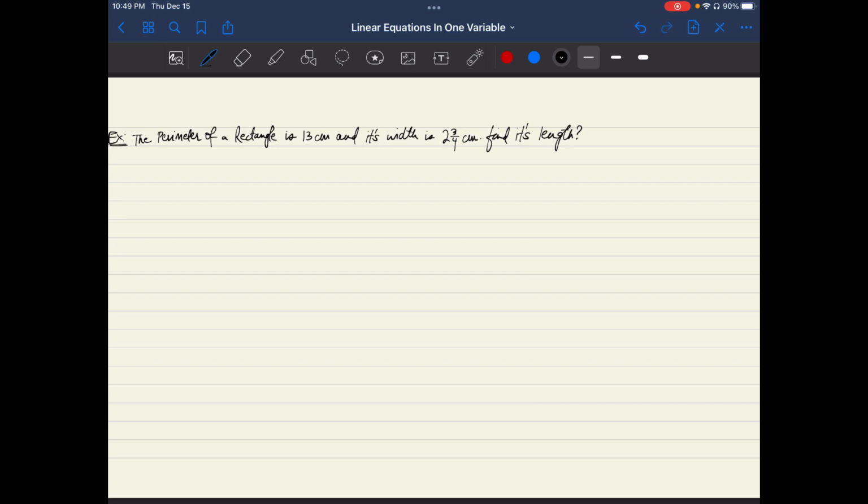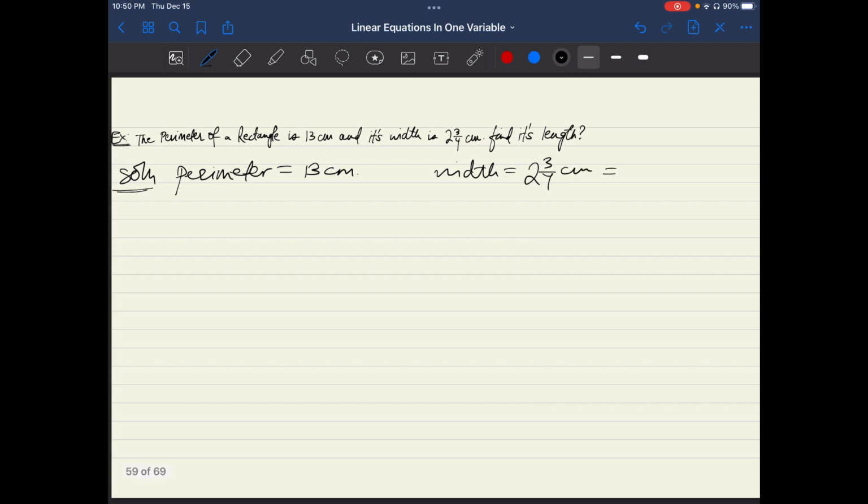Now let's look at the second question. The second question is, the perimeter of a rectangle is 13 centimeter and its width is 3 over 4 centimeters. Find its length. So in this case, we're given the perimeter to be 13 centimeters and the width to be 3 over 4 centimeters, which is 8 plus 3 over 4, which is 11 over 4 centimeters.